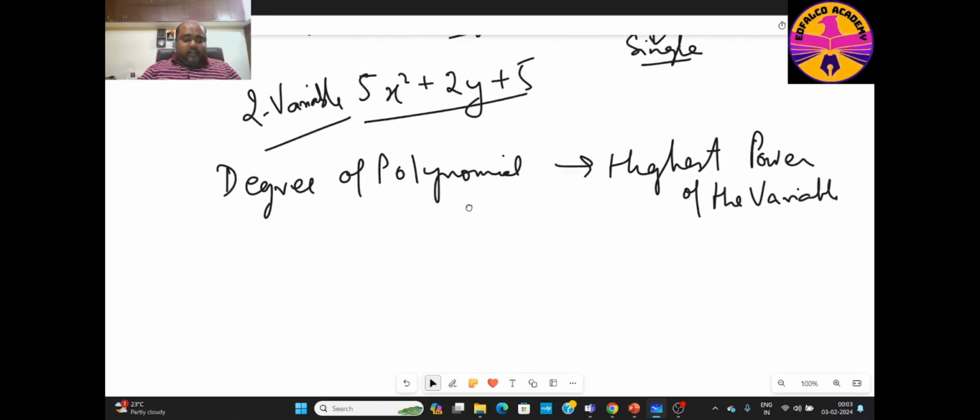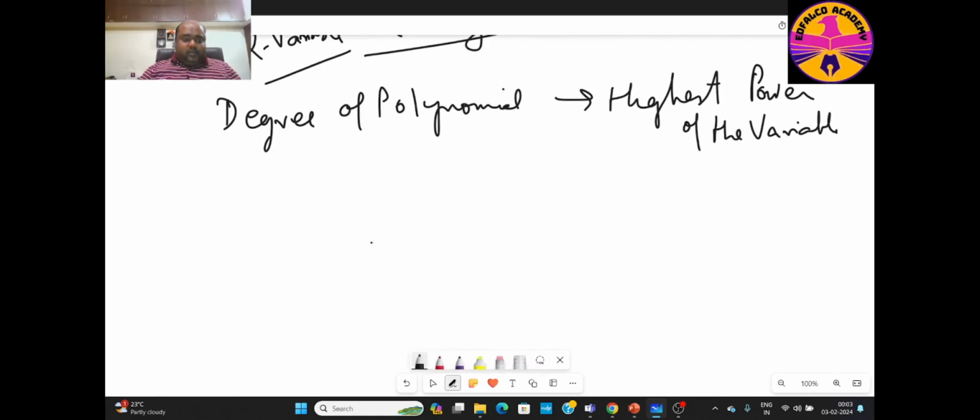So let's say I have the expression 8x to the power 5 plus 3x cube plus 7x plus 9. This is the expression given to me. So you can see here that first of all, it is a polynomial. We have to check first of all whether it's a polynomial or not.